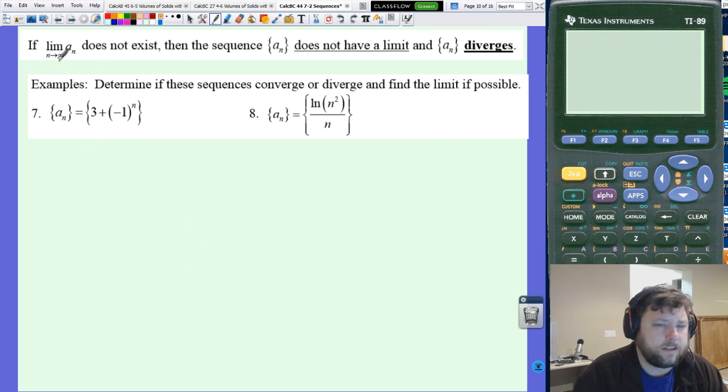So let's look at this. If the limit does not exist, that means it diverges. Then the sequence, yeah, exactly. If the limit does not exist, then it does not have a limit. We say it diverges. That means it's going to infinity. So to determine if these sequences converge or diverge.